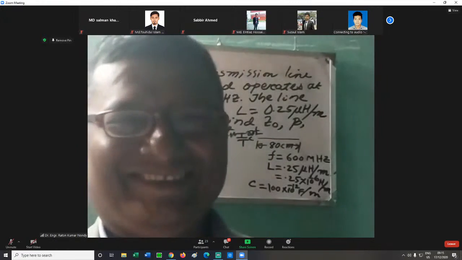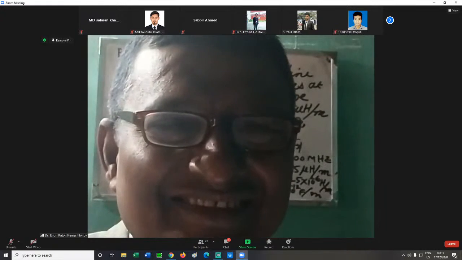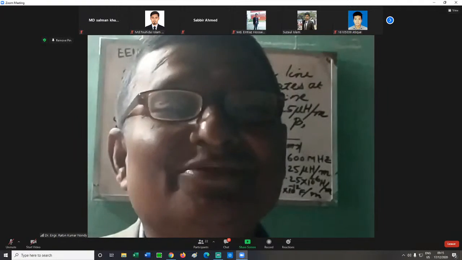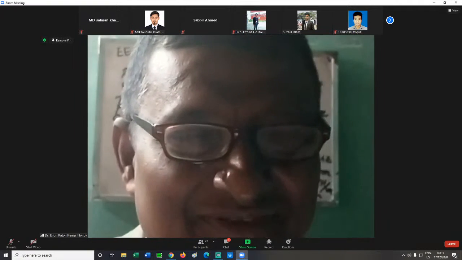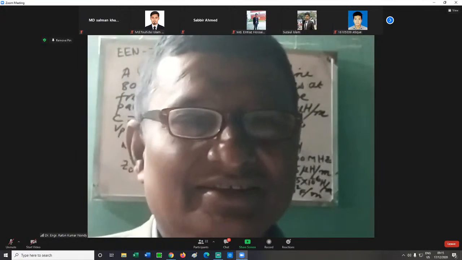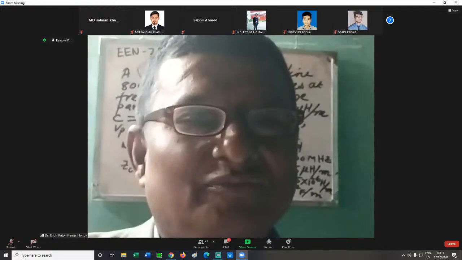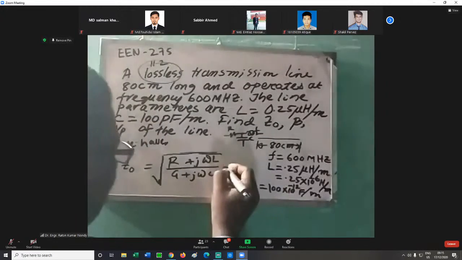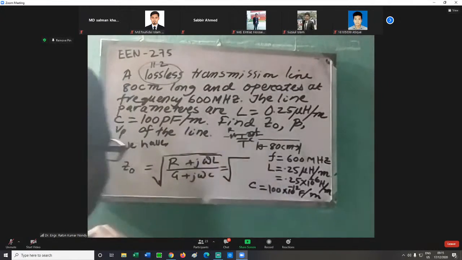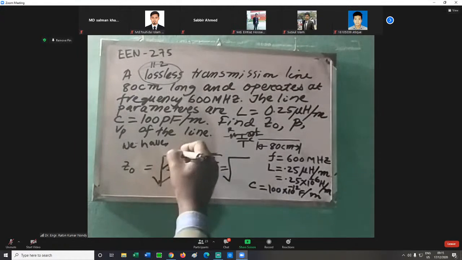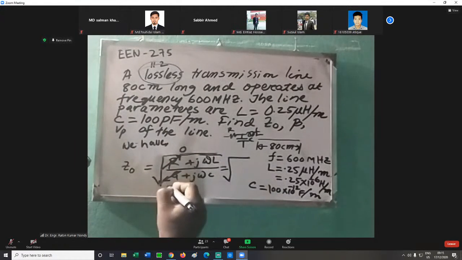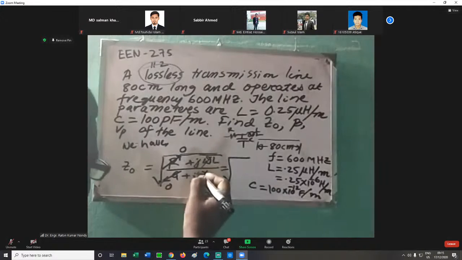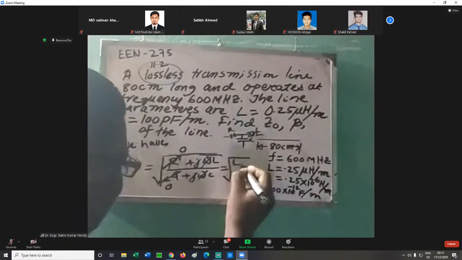So lossless means what? Resistance is 0, sir. Since there is no resistance, G is also 0, because conductance is the reciprocal of resistance, G equal to 1 by R. Reciprocal of resistance is conductance, so conductance also goes to 0. It will go to 0. So omega will come, and then it will go to root of L by C.